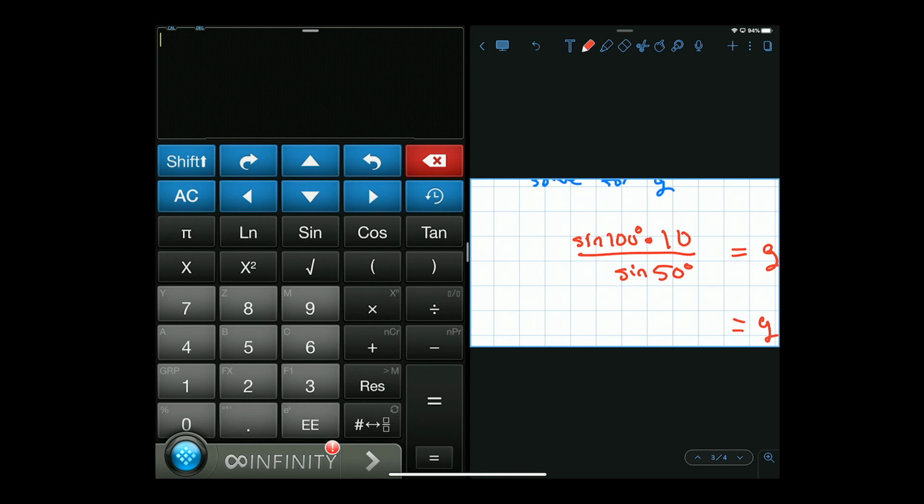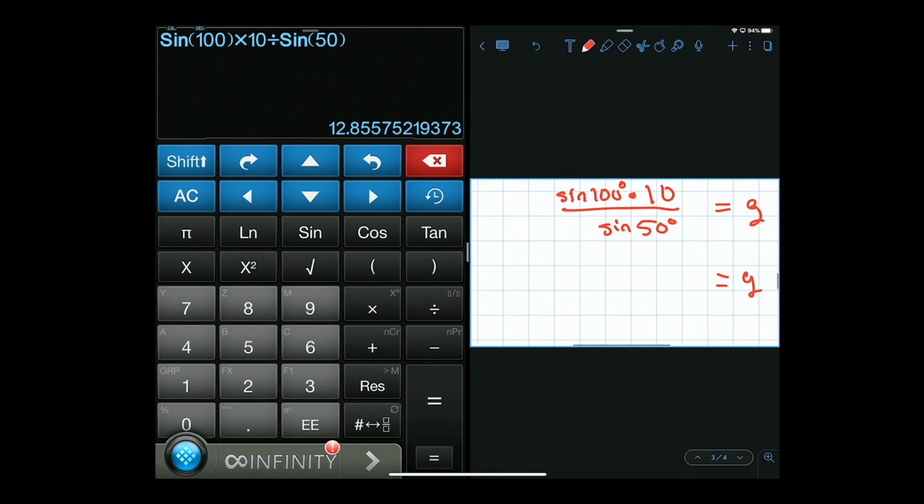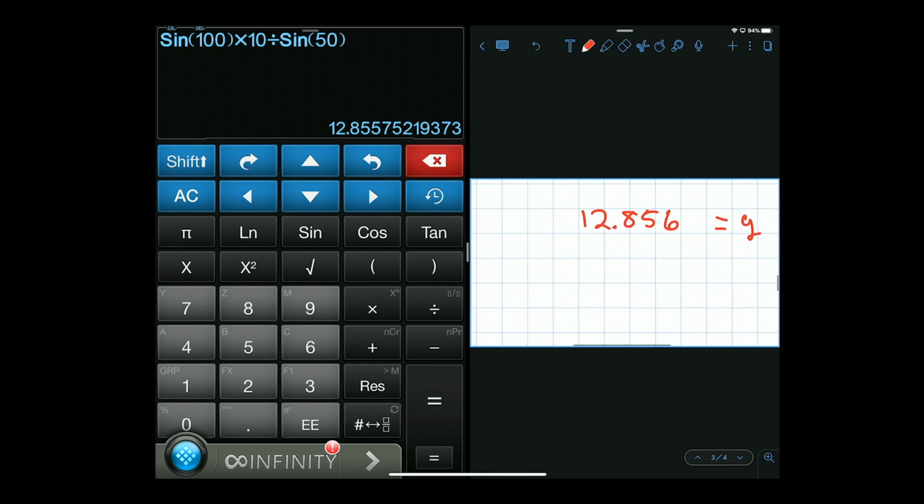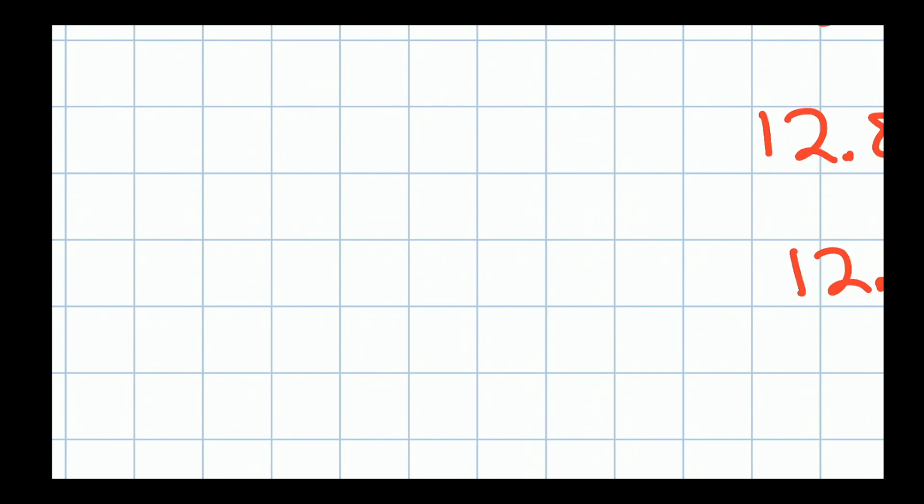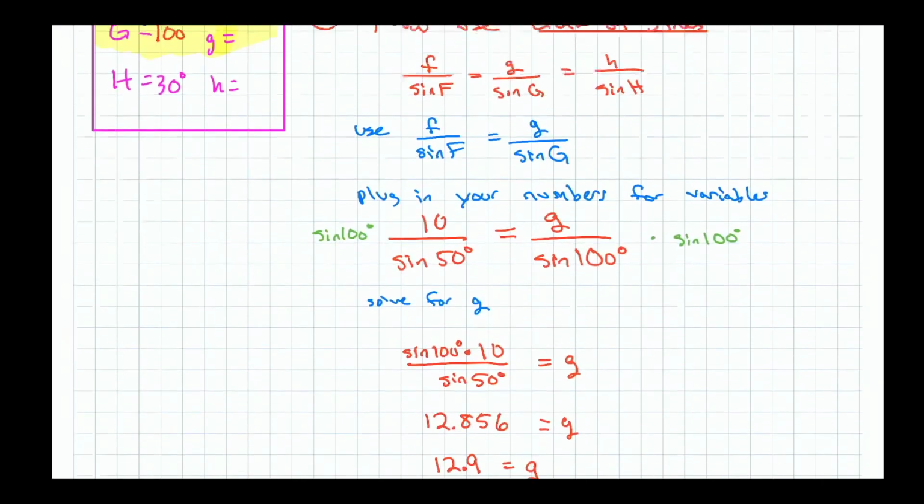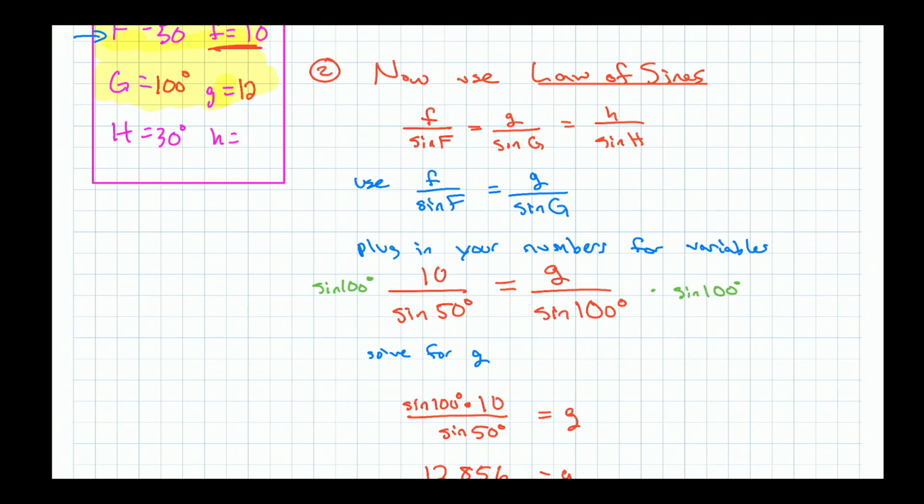All right, so we're trying to do this: sine 100 times 10 over sine 50. So make sure you're in degree mode. I'm in degree mode. So all I want to do is sine 100 degrees times 10 over sine 50 degrees. Enter. 12.855. Now you only have to round to the nearest tenth, so probably on Newton I'd be typing in 12.9. But there you go, that's it. So we found one of the missing ones, so we come up here and you go 12.9.